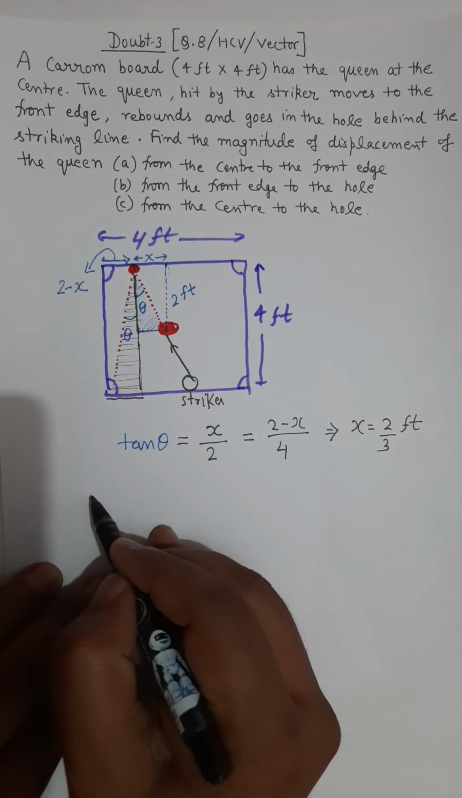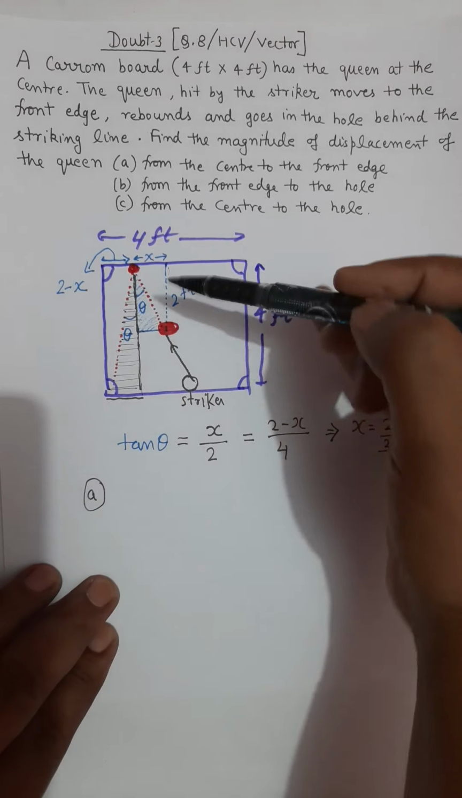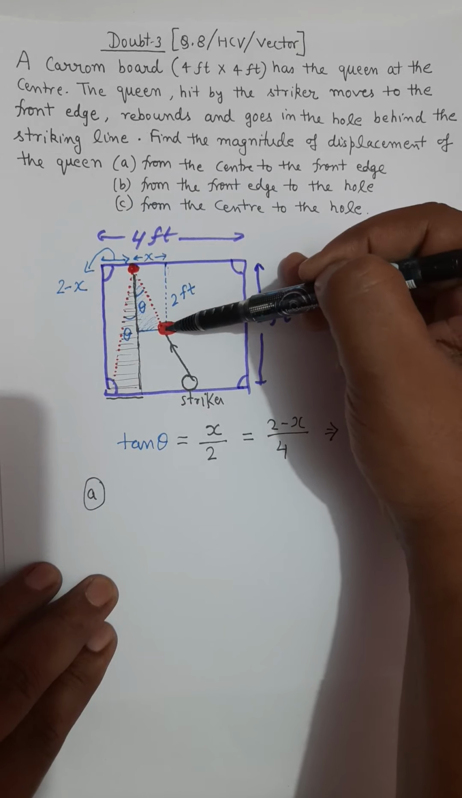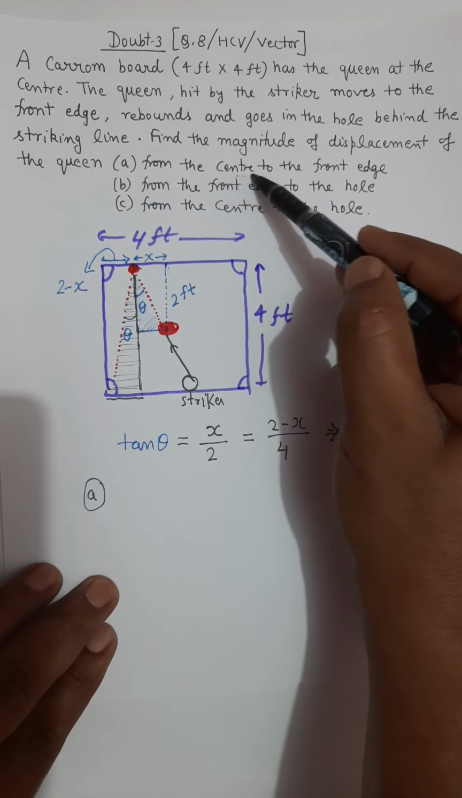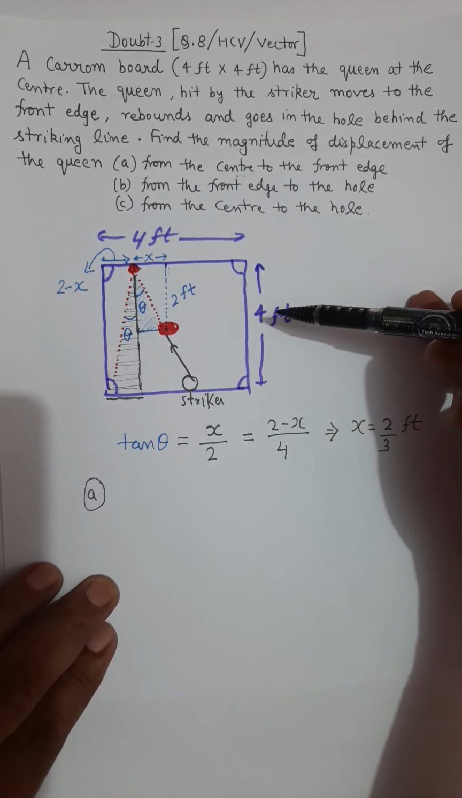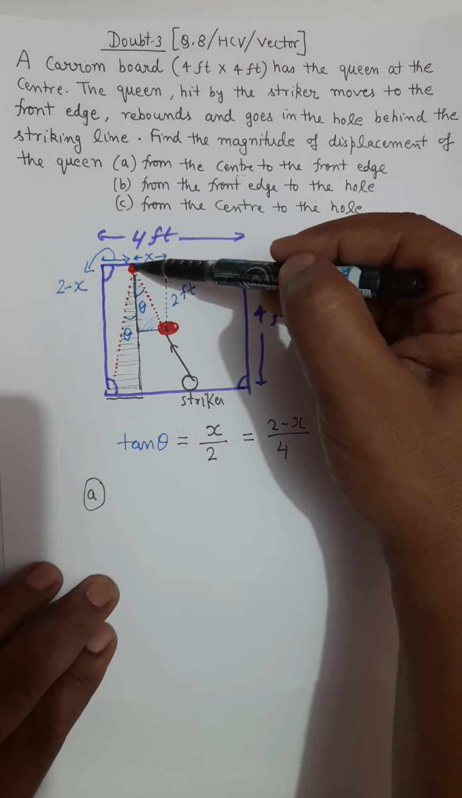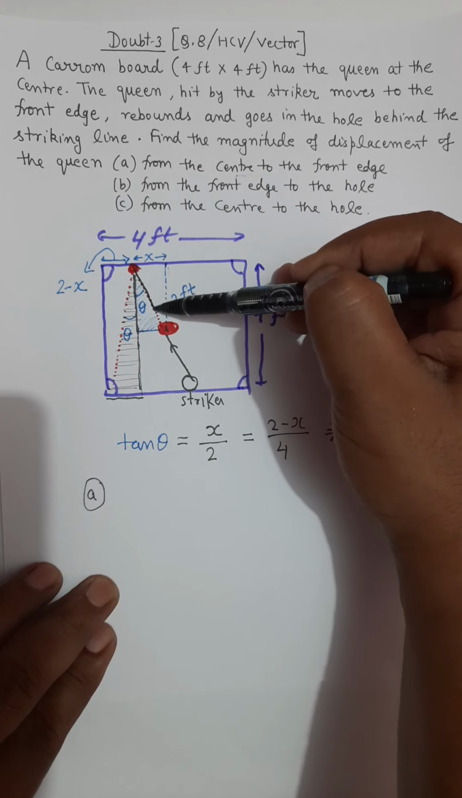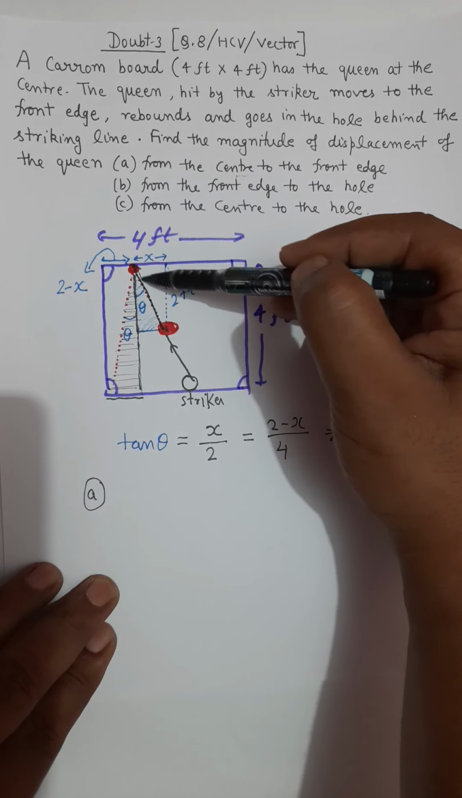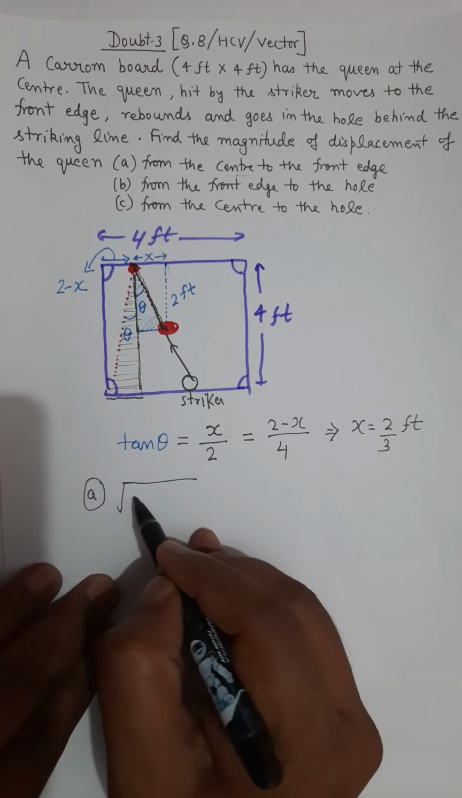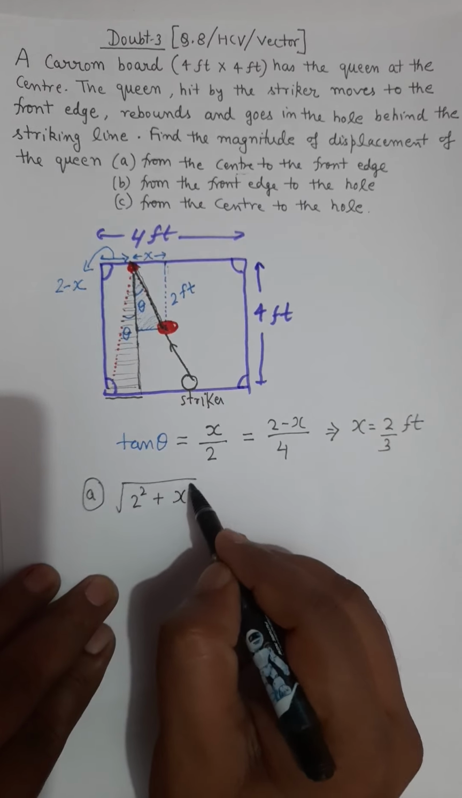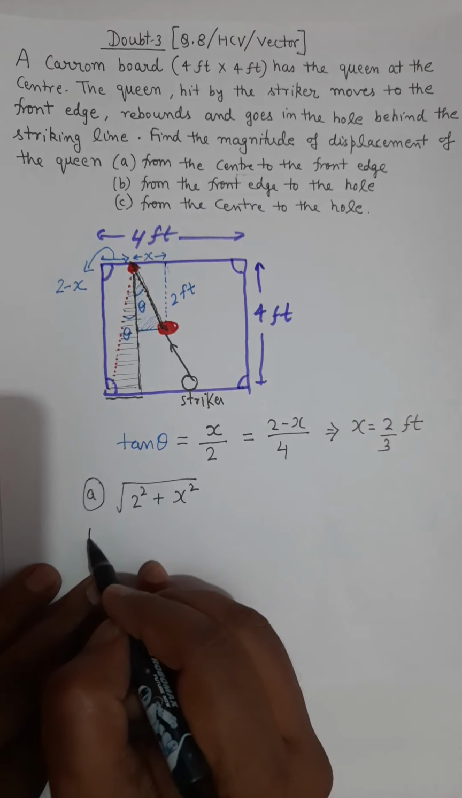Now the answers. Answer of the first part. The queen starts from here and strikes here. First part, what is the displacement? Center to the front edge. That means they are asking about this distance, which can be obtained by the Pythagoras theorem. Square root of 2 square plus x square, you have to put the value of x here.